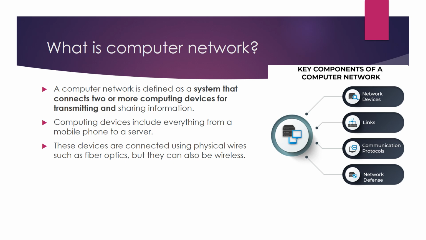These devices are connected using physical wires or wireless as well. Physical wires can be fiber optics or coaxial cable, and then wireless. I hope you all know. There are some key components of a computer network that we will talk about in detail in this video and in coming videos as well. They may include network devices, links which help us connect those devices, communication protocols, and some network defenses as well.